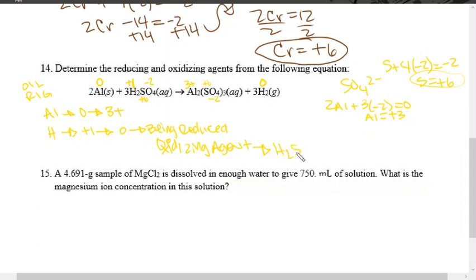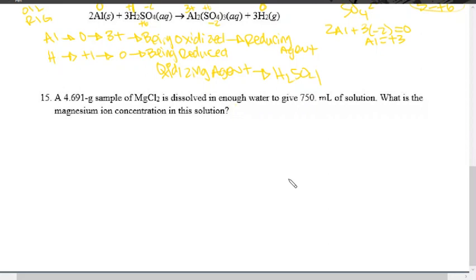So H2SO4 would be your oxidizing agent. When you're talking about aluminum, aluminum is being oxidized, which means that aluminum is your reducing agent. If you look at aluminum by itself here, aluminum is your reducing agent and H2SO4 is your oxidizing agent. Okay, let me know if that confuses you or anything like that. I want to make sure that I can help you guys there. Okay, cool.